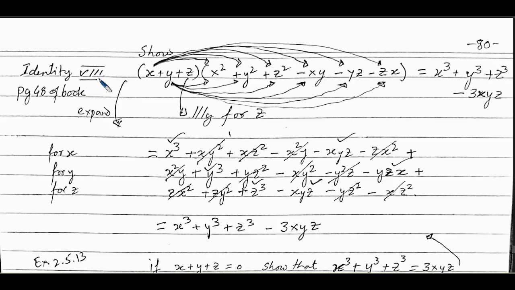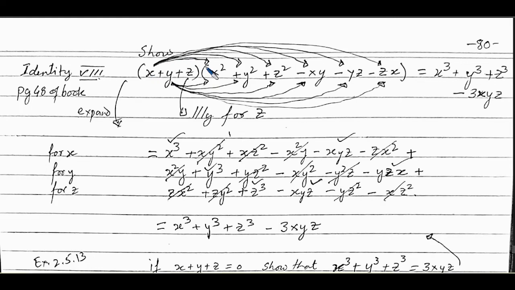There is another identity in your textbook. Okay, identity 8 in page 48 of the book. That is (x plus y plus z) whole thing into (x square plus y square plus z square minus xy minus yz minus zx) whole thing is equal to x cube plus y cube plus z cube minus 3xyz. So this is an identity. If you know, you can of course show this. So how do you show this identity is correct?